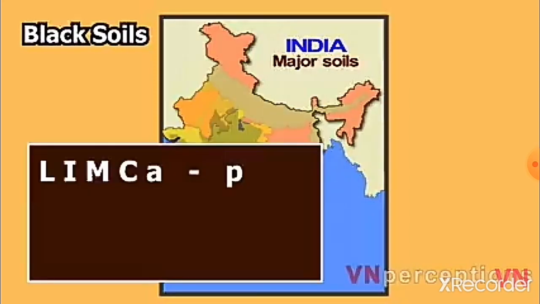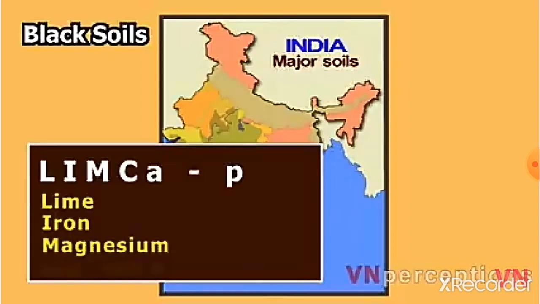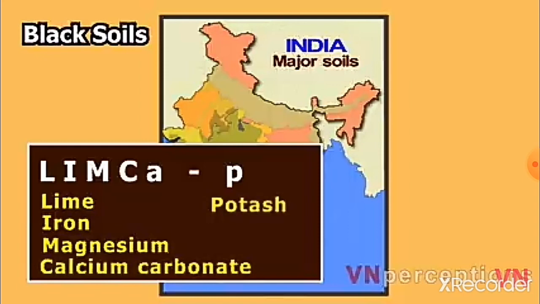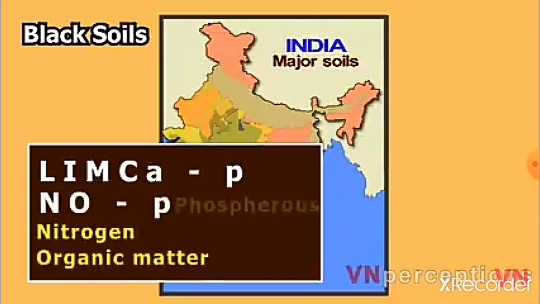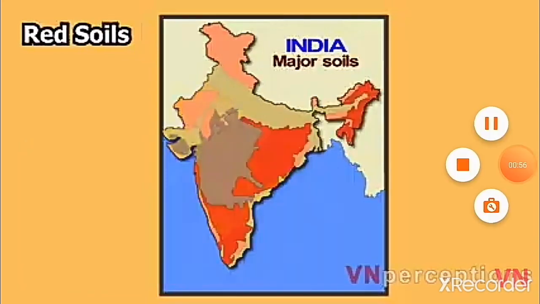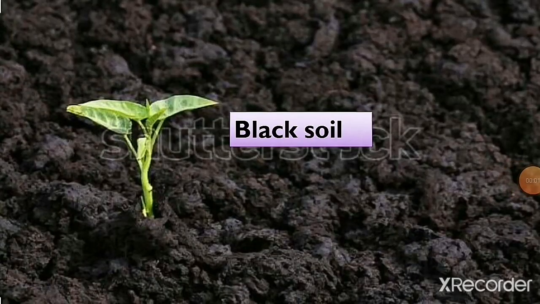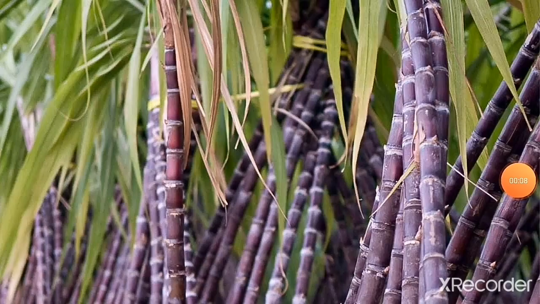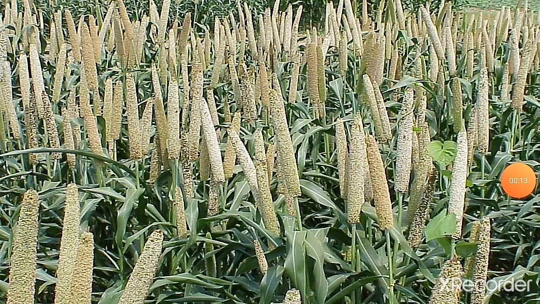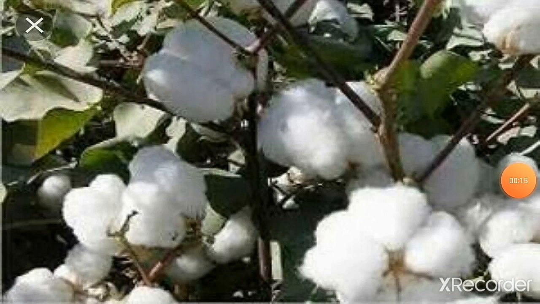This has a high proportion of LIMCAP, that is lime, iron, magnesium, calcium, carbonate and potash. And it is deficient in NOP, that is nitrogen, organic matter and phosphorus. Crops growing in this region are tobacco, sugarcane, millet and cotton.